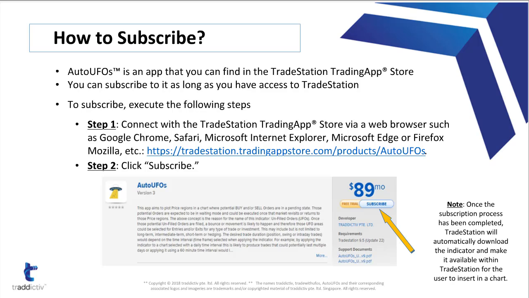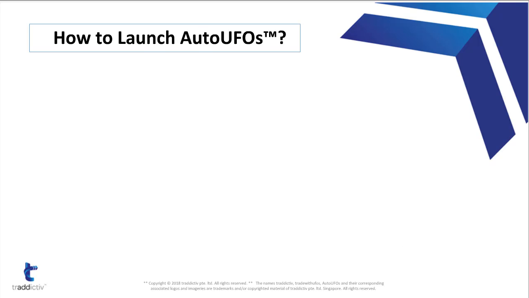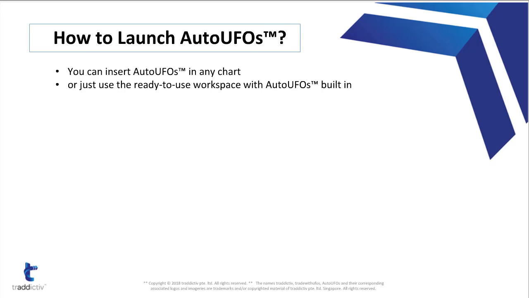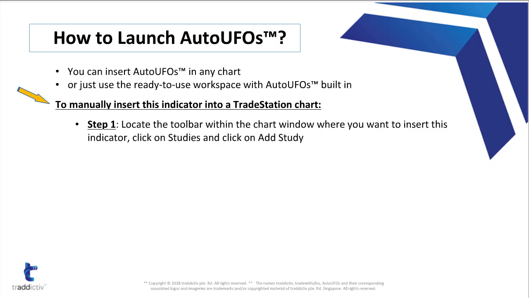And then the next matter for me to explain is how to launch it. You have 2 ways to launch the app. You can either insert AutoUFOs in any chart, or you can use the ready-to-use workspace, which is built in. Let me show you both ways. First of all, how to manually insert this indicator into a TradeStation chart. That would slightly depend on whether you're using TradeStation 10 or TradeStation 9.5. If you're using TradeStation 10, you would just follow the following steps.